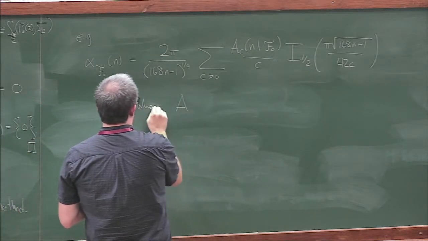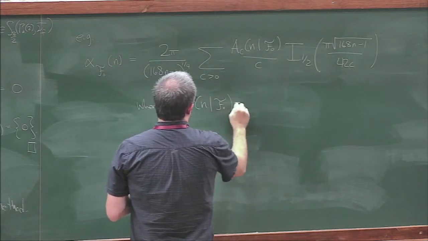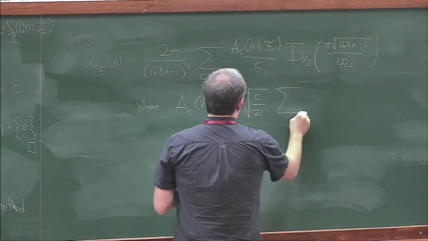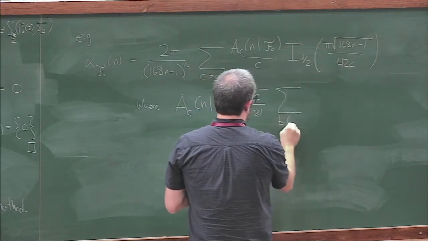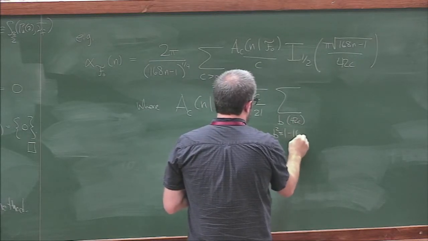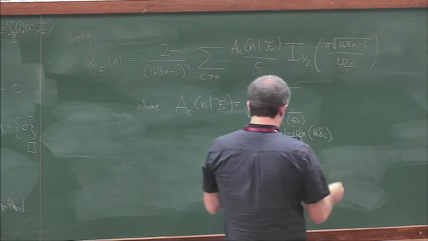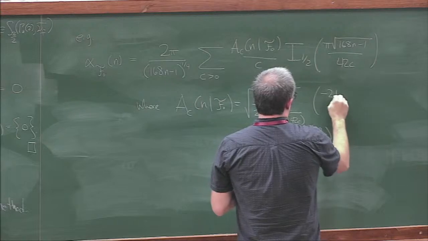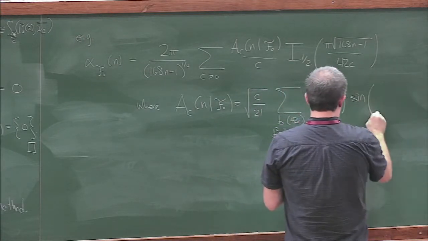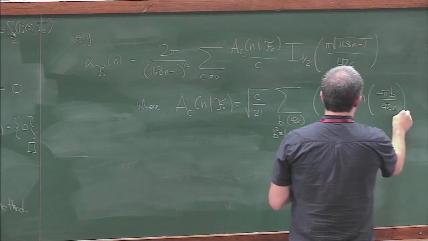Where A_c(n, f0) is defined in the following way. It's the square root of c over 21, sum over b mod 42c, b squared congruent to 1 minus 168n mod 168c, Kronecker symbol minus 21 on b, sine of minus pi b over 42c.